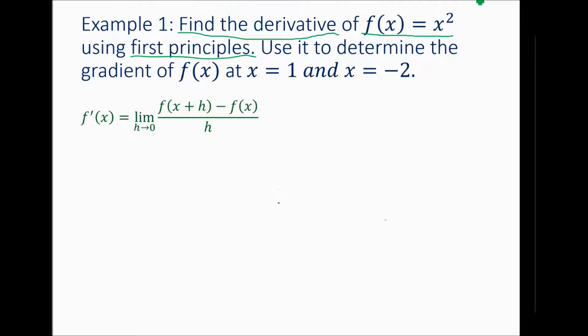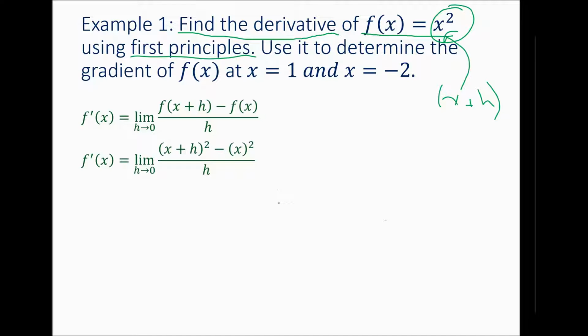So my function is x squared, right up here. In place of the x, I'm going to put x plus h. So I've replaced f of x plus h. Well, what does f do? f squares things. So it's going to square x plus h, minus x squared. This is always just going to be your original function.